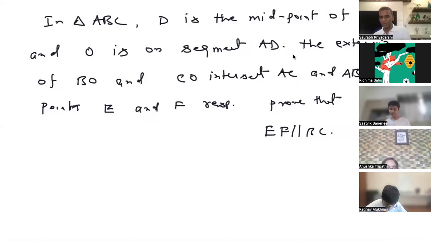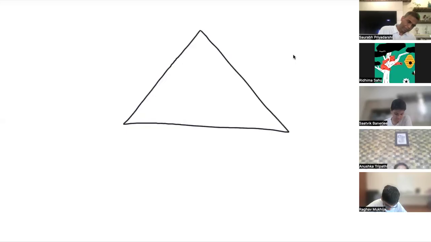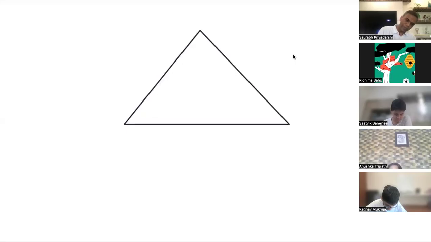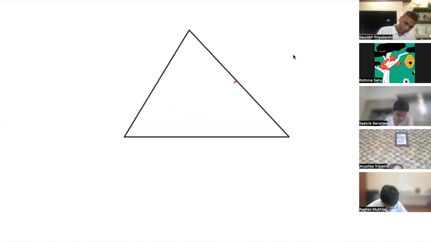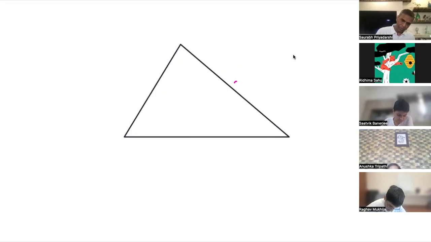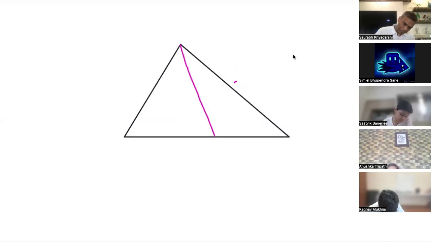The simple one, go with the diagram. A, B, C, D is the midpoint, right? We have to do the planning. अब ये planning कैसे होता है ना, उसको समझो पहले, right? D is the midpoint. Let there be a midpoint D.